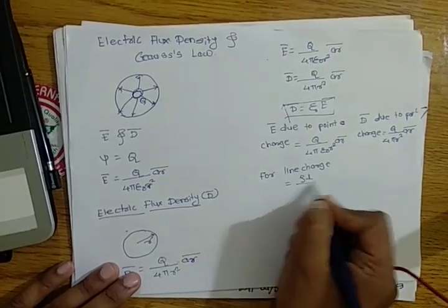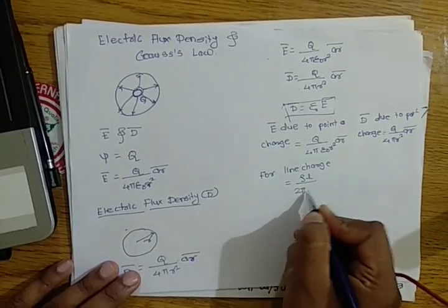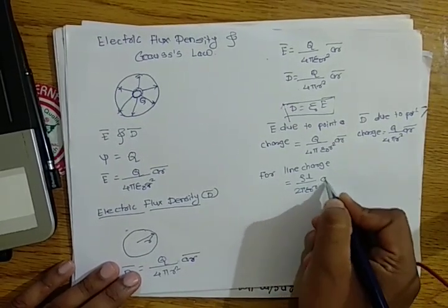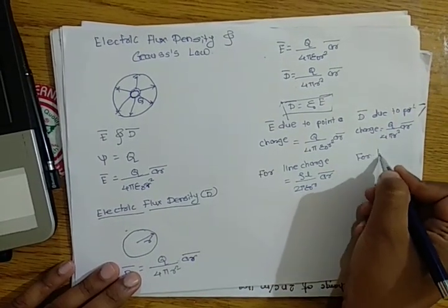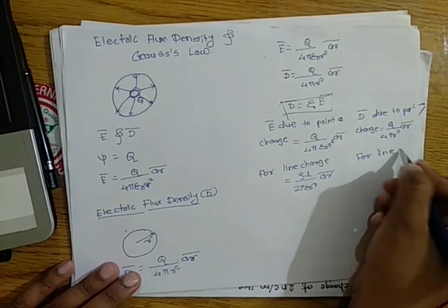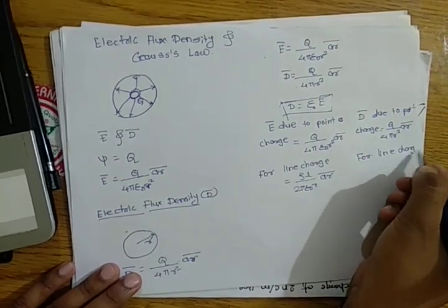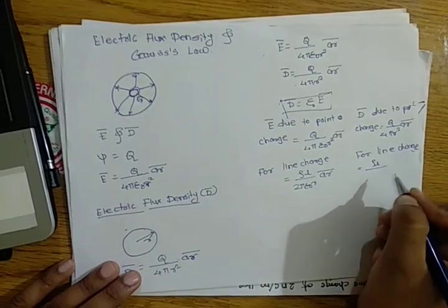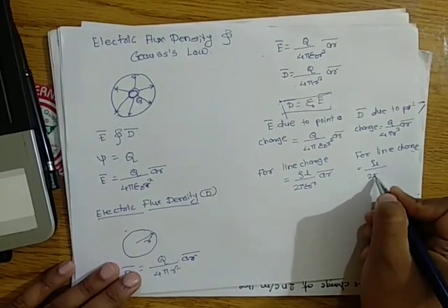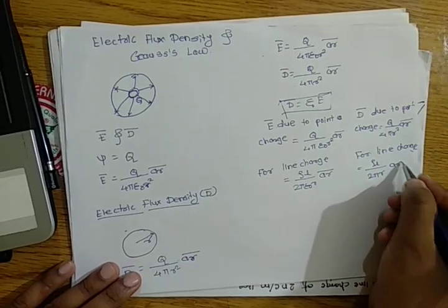Rho L divided by 2 pi epsilon 0 r, a r bar. Okay, and for line charge D bar, what you have to remove? You just have to remove this epsilon 0. So D bar is rho L divided by 2 pi r, a r bar.